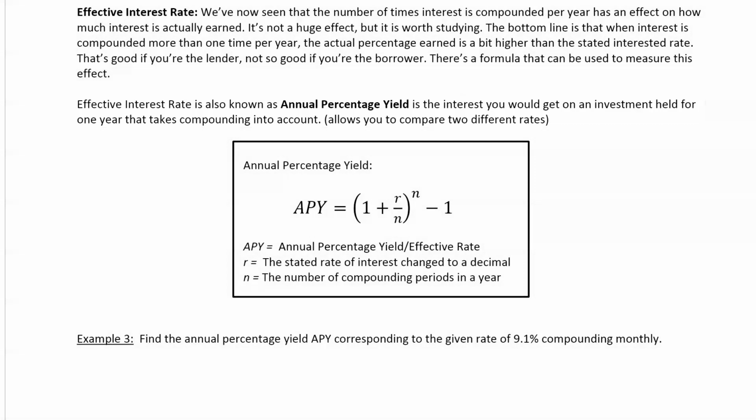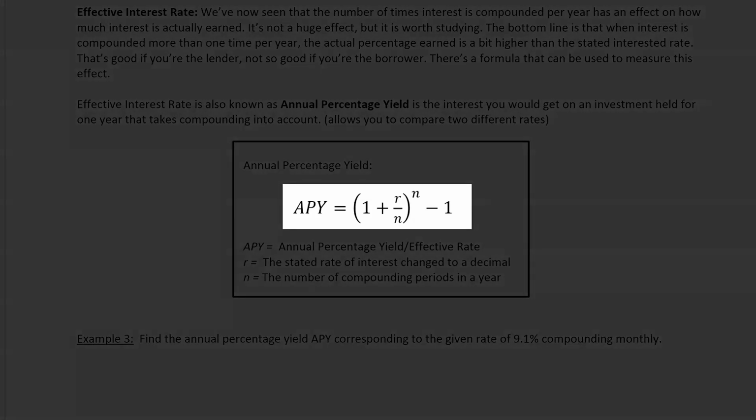What this does is to express a compounding or maybe two compoundings, if we want to compare them, in a way that they're on the same level. It's kind of like finding a common denominator in fractions. So we find the APY and we can compare rates of all different kinds. We'll use the following formula.